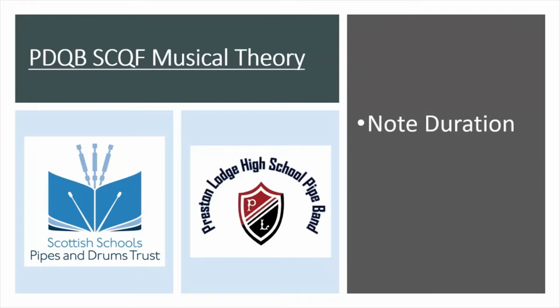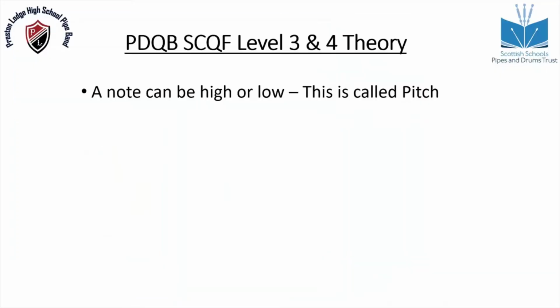So, we'll get going. As I said before, we'll need a pencil and a pen and a ruler. And we're going to talk about note durations, rests, and duration table. And in the middle of this, we'll also talk about each individual note that we use. And the notes we use are the exact same for bagpipes as they are for snare and also bass and tenor drums. So all the notes remain exactly the same.